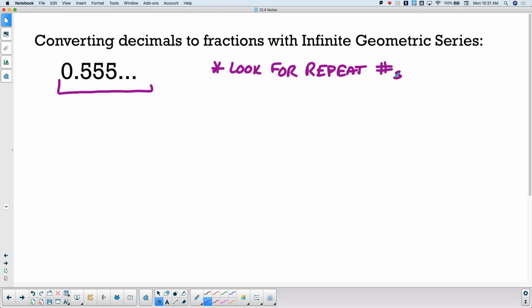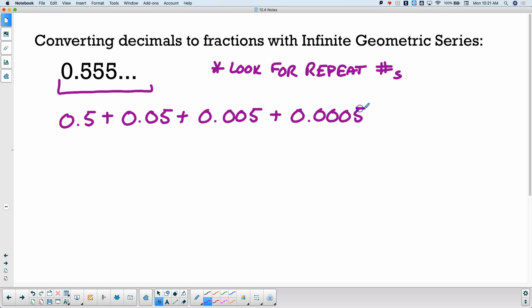So if I look for the repeat numbers, in this case, it's only one number. It's 5. So this is really 0.5 plus 0.05 plus 0.005 plus 0.0005, and so on and so forth.